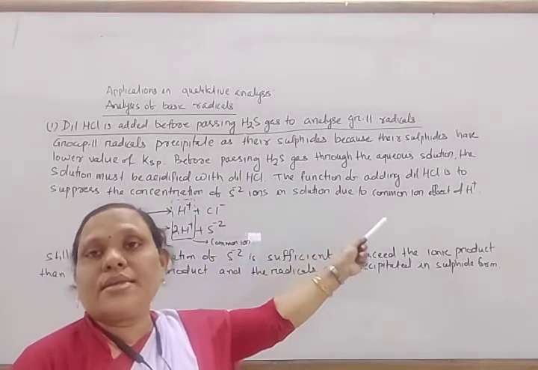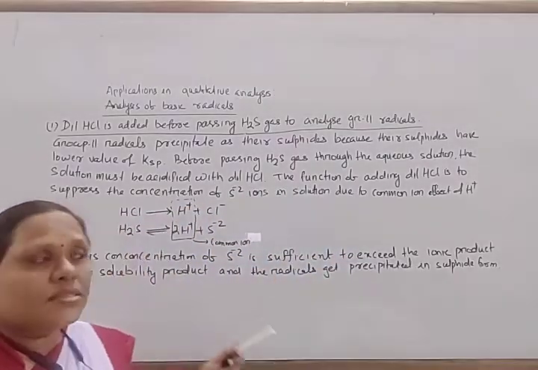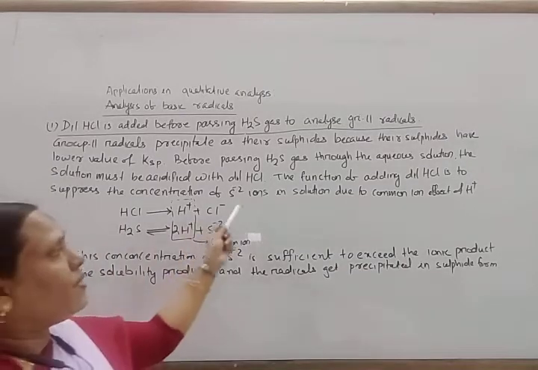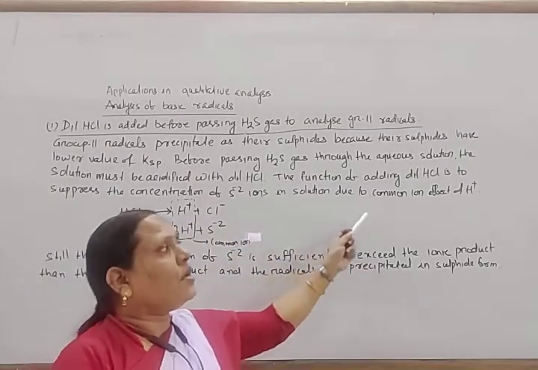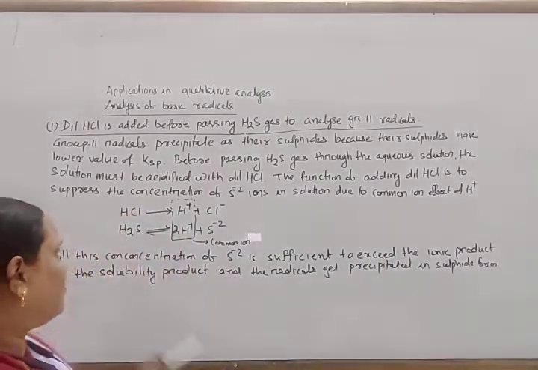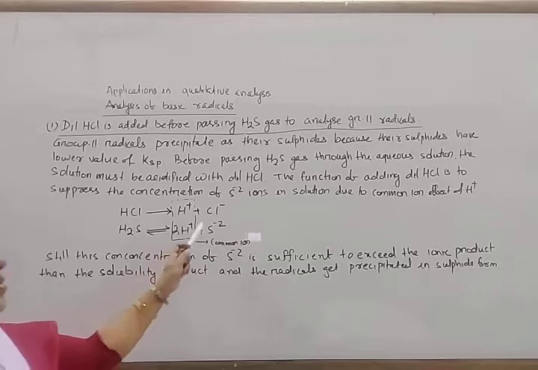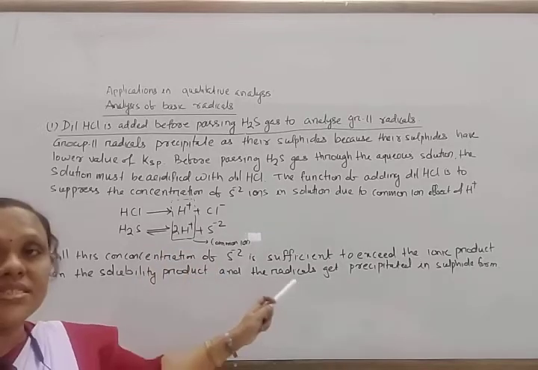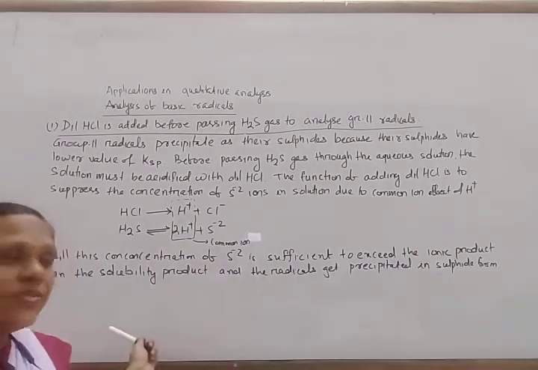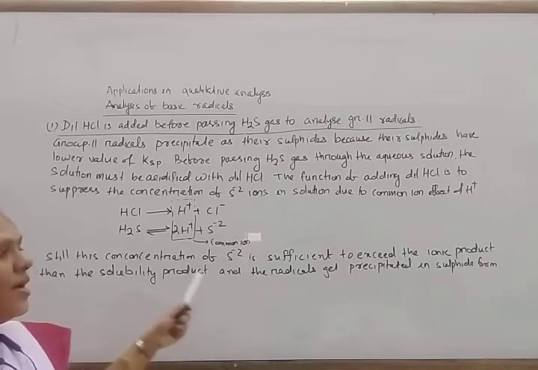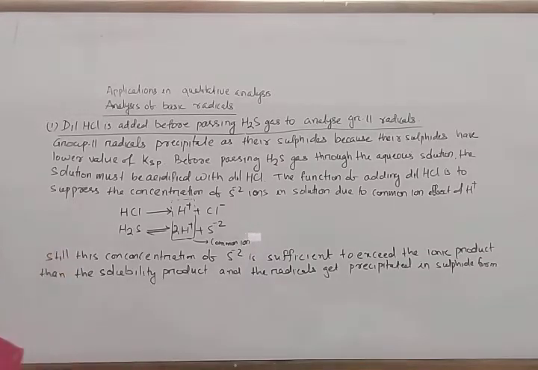The function of adding HCl is to suppress the concentration of sulfide ion in solution due to the common ion effect of H plus. So it suppresses, but still the sulfide ion concentration is sufficient for the ionic product to exceed the solubility product, and hence the radicals get precipitated.